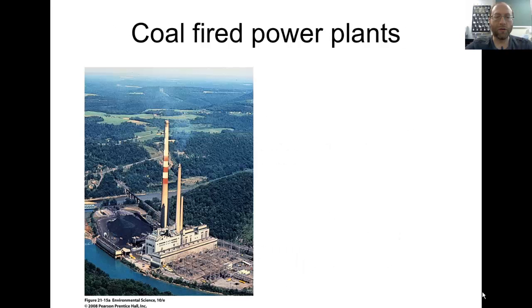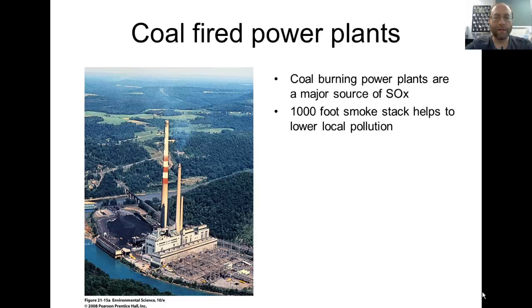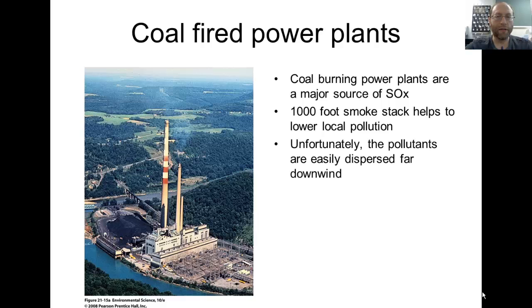A few things about coal-fired power plants, like what you see over here. Coal-burning power plants are the major source of SOx. These 1,000-foot smokestacks, as we said in the earlier vodcast, do help lower local pollution by getting the pollution above the inversion layer, and also by helping the higher winds spread it out away from the local area. Unfortunately, these pollutants are easily dispersed downwind.